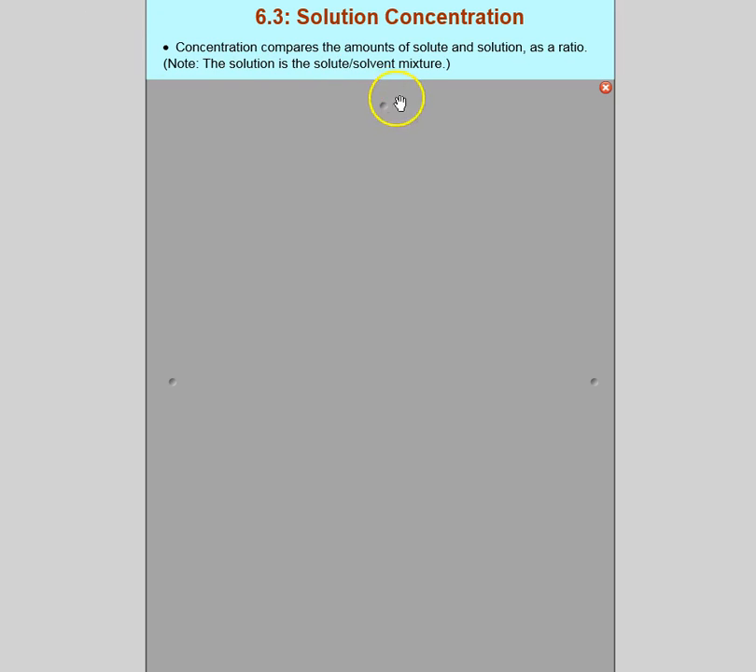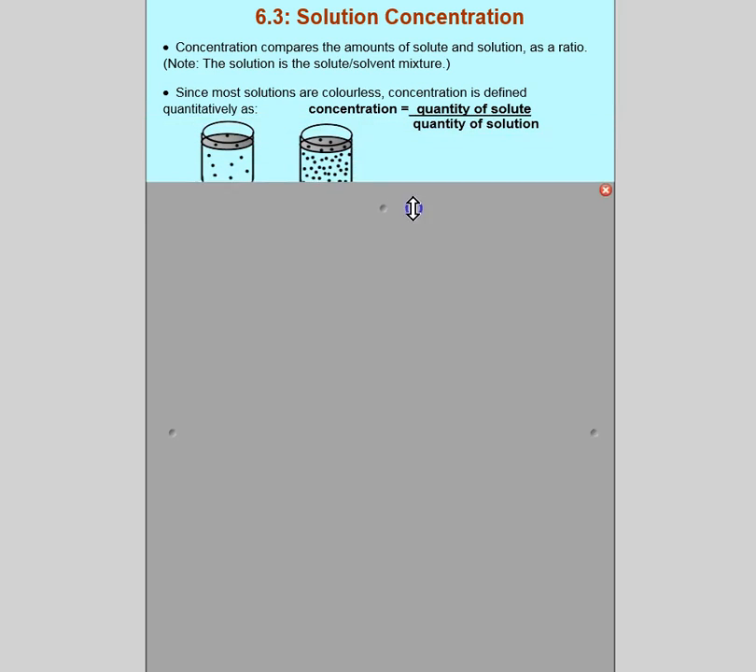Well, of course, we use a ratio for concentration because it's a comparison of solute and solution amounts. The solvent is part of the solution, but it doesn't get quantified. So the ratio here in solution concentration is defined as quantity of solute divided by quantity of solution. There are three main types of concentration which we're going to look at.